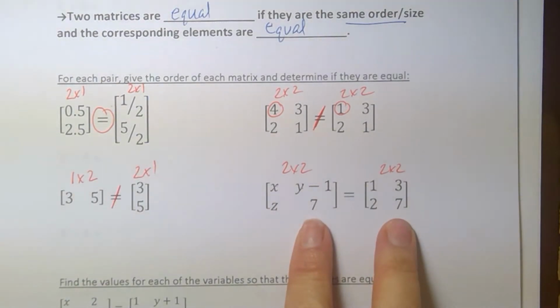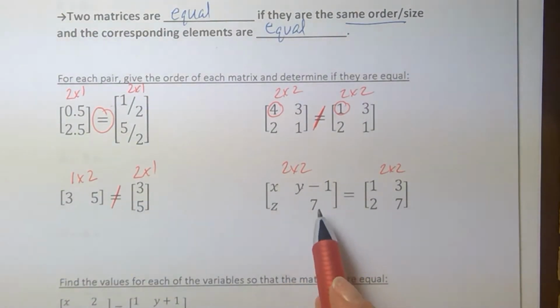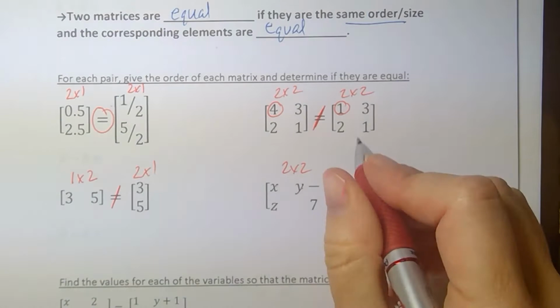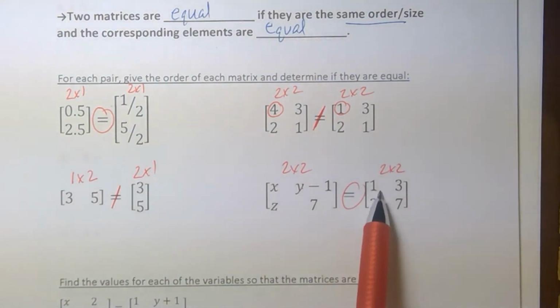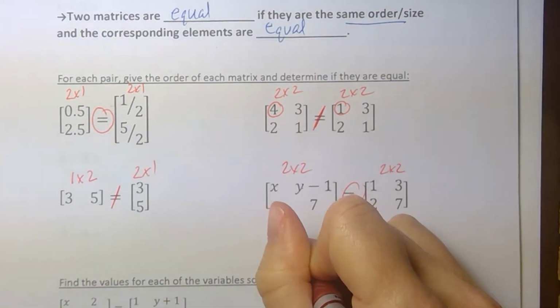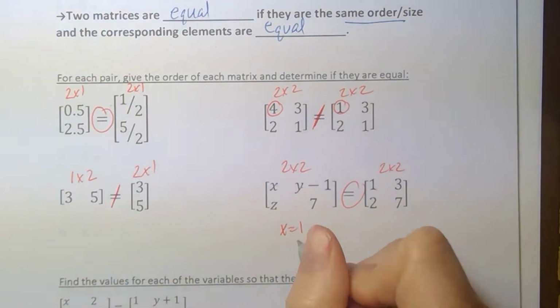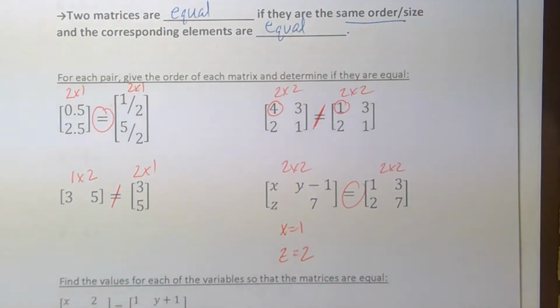Well, we're off to a good start because the only position where they both have just a single integer, they match. That's 7, second row, second column. Let's see, what would x need to be if these are going to be equal matrices? Well, if they're equal matrices, then x should be 1 and z should be 2. That's easy. But what about y?